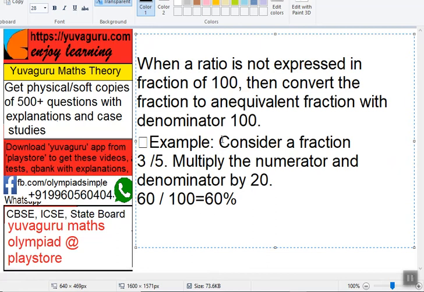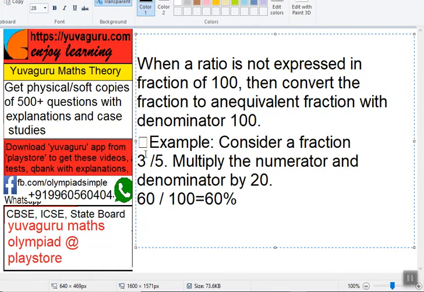Now what happens if the fraction's denominator is not 100? Means it is 3 upon 5, 3 upon 7, whatever it is. So how do we find the percentage then? See here, when the ratios are not expressed as a fraction of 100, then convert the fraction into an equivalent fraction with denominator 100. Means what? 3 upon 5. I'll have to convert this denominator into 100. How do I convert 5 into 100? 5 20s are 100. So multiply numerator and denominator by 20. Both. Remember, both should be multiplied.